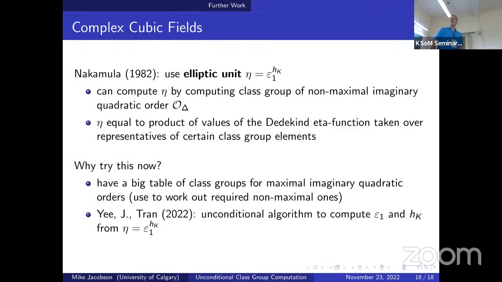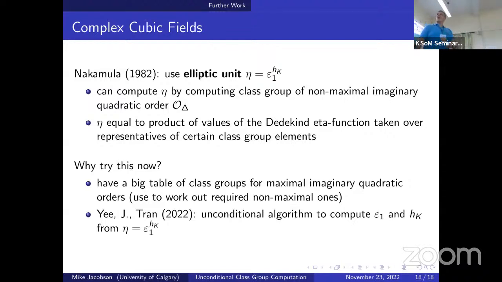And finally, you might ask, well, I'm limping along, going from imaginary quadratic to real to complex cubics, perhaps the next simplest ones. Nice unit rank one thing. And I'm really hoping this idea will work. So Ken Nakamura in the 80s had a series of papers computing class numbers and fundamental units using what's called the elliptic unit. This is something that you get from the theory of complex multiplication. What happens is you can compute basically the fundamental unit of complex cubic fields, to the power of the class number, via evaluation of the Dedekind eta functions, taken over representatives of certain ideal classes of an associated imaginary quadratic field.